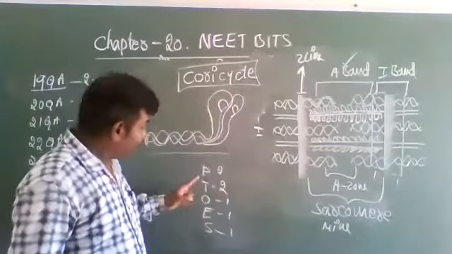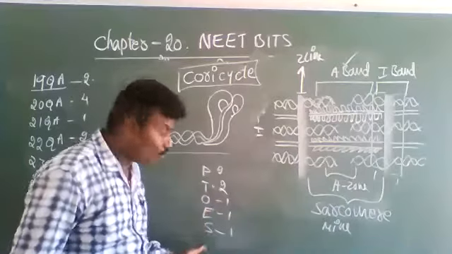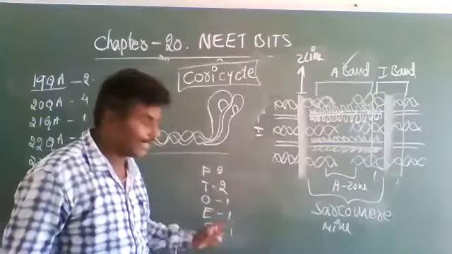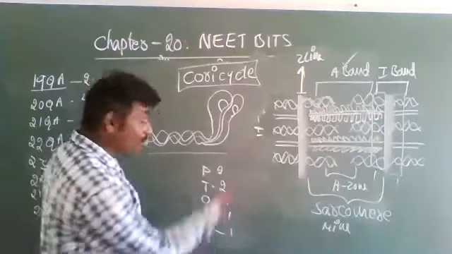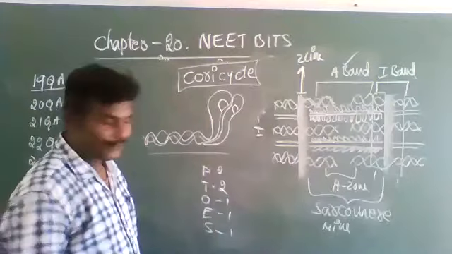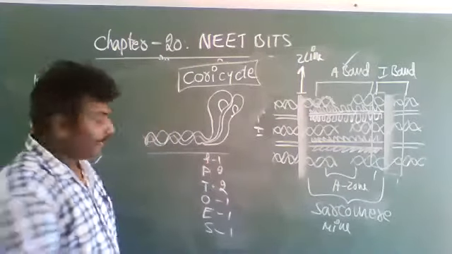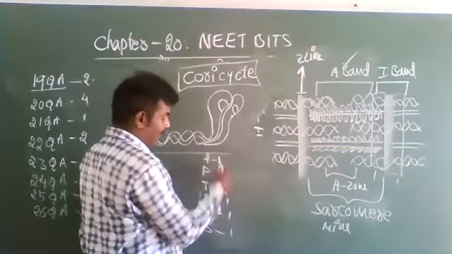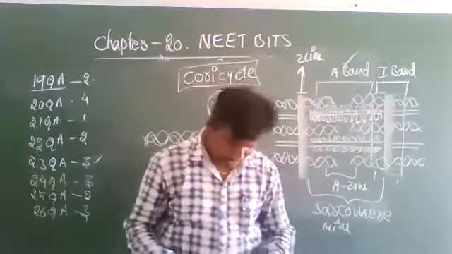Palatal bones 2, temporal bones 2, occipital bone 1, ethmoid bone 1, sphenoid bone 1: 2, 4, 6, 8. Yes, one more bone is missed. Frontal bone 1. Now, totally 4, 6, 7, 8. Okay. Last and final bit.